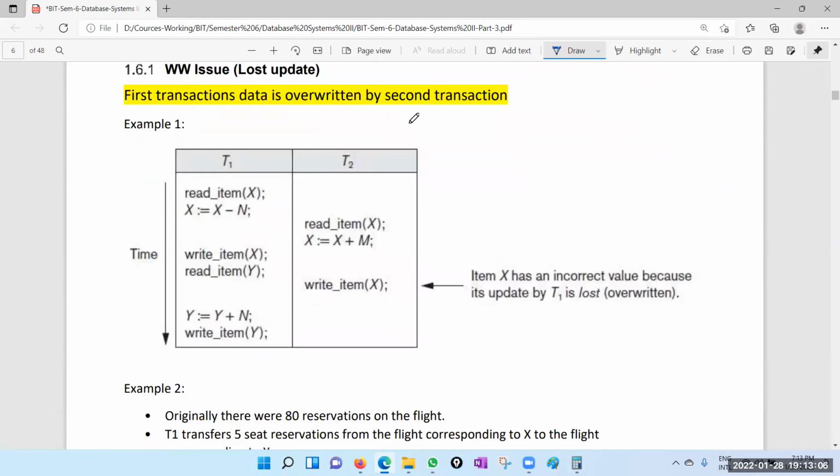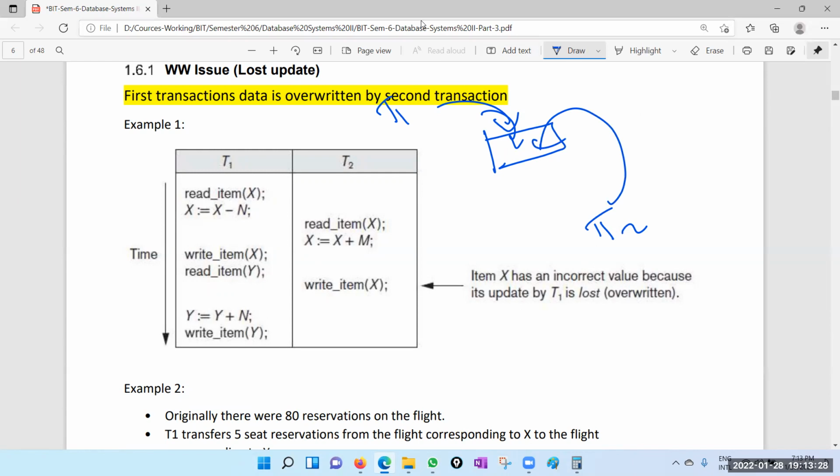The write-write issue means, say, one transaction writes a particular data record as part of its task. This is transaction one, which has written to that particular data. Transaction two also writes on top of the previous one. Now what will happen is, the value that transaction one has written is lost. That is called the lost update issue.